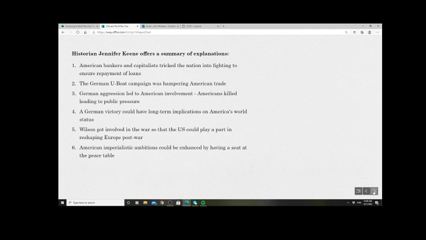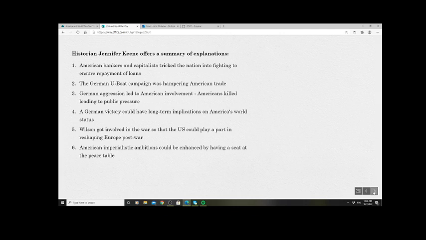The second point was simple. German U-boat campaign was hampering American trade, so American exports, American capitalism being exported around the world, was threatened by this U-boat campaign. What is the most important thing if you take this position? It's not democracy, it's American trade.